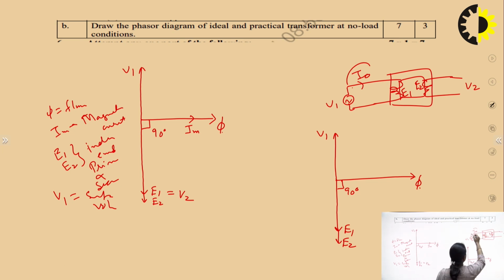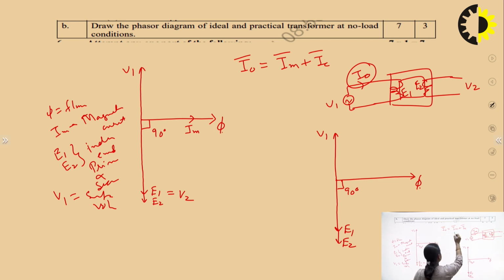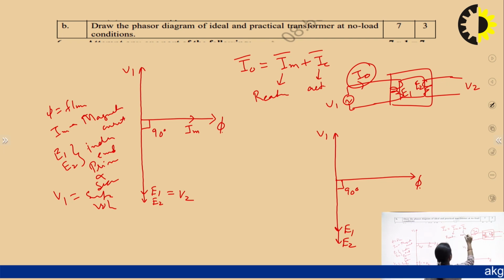Now what about this I0? In this case, this is not the ideal transformer, which means there are some losses. So now this I0 has two components. I0 is equal to IM plus IC, right? IM is called the reactive component, and IC is called the active component, or we can say the loss component, because in the practical transformer there are some losses. All the current is not magnetizing the core. So this is the loss component.